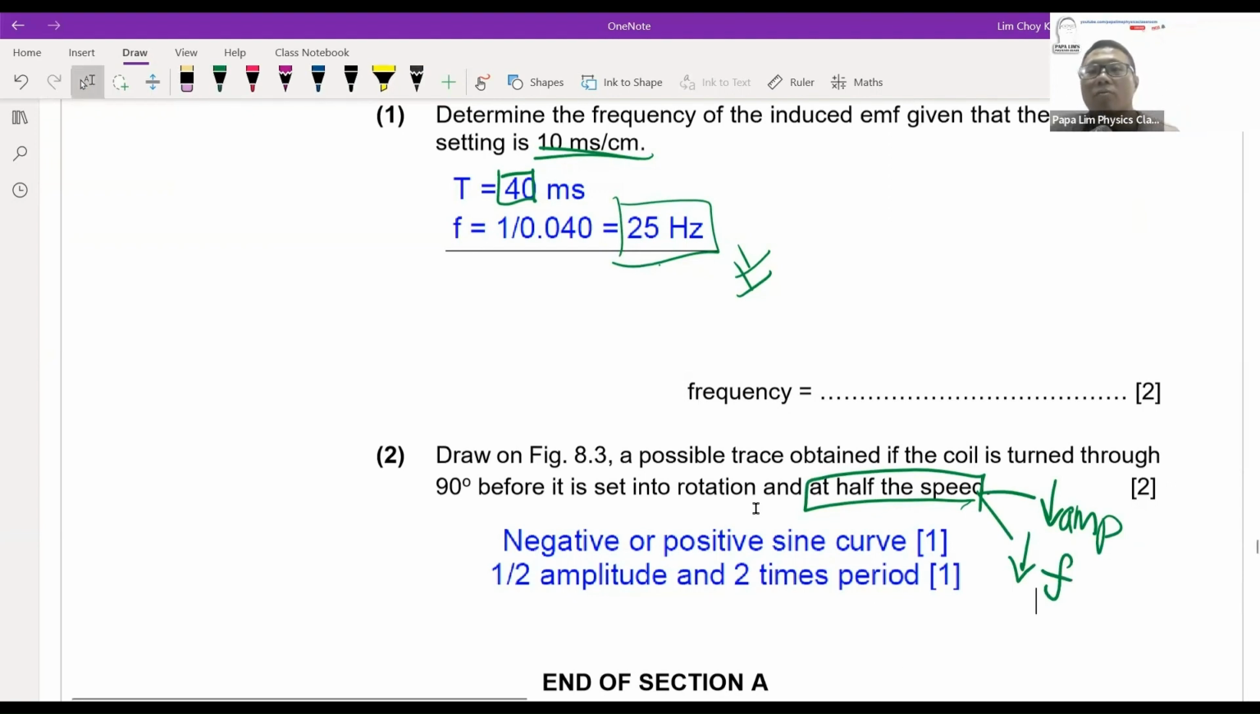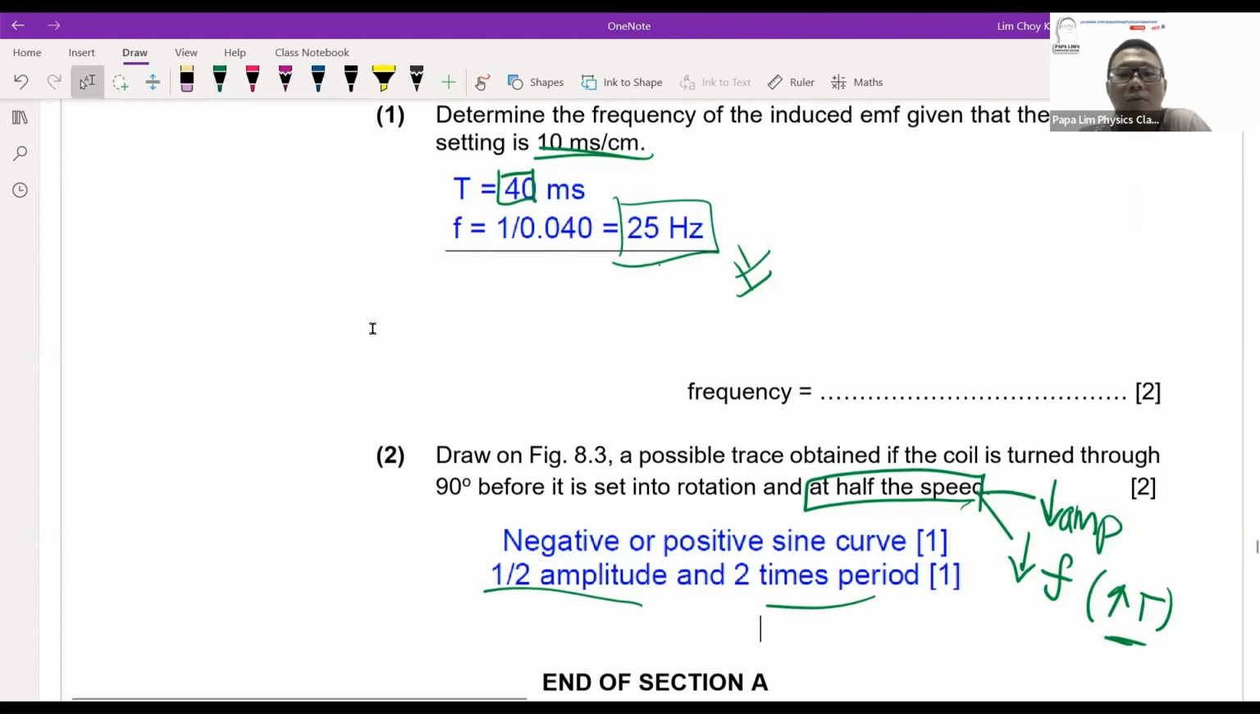As compared to changing the magnetic field strength or changing the number of turns of coil, for changing the speed you actually have 2 effects. One is that it changes the amplitude. The other is that it changes the frequency, or AKA it changes the period. So if you reduce to half the speed, you'll have half the amplitude and double the period. So for changes, take note of this.